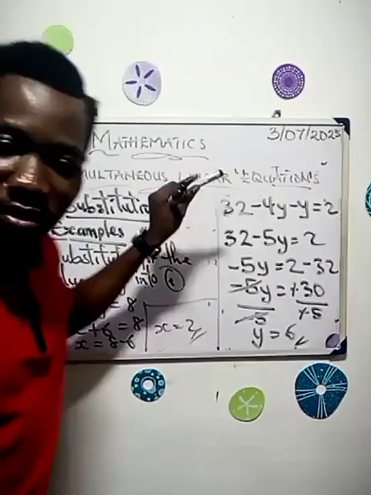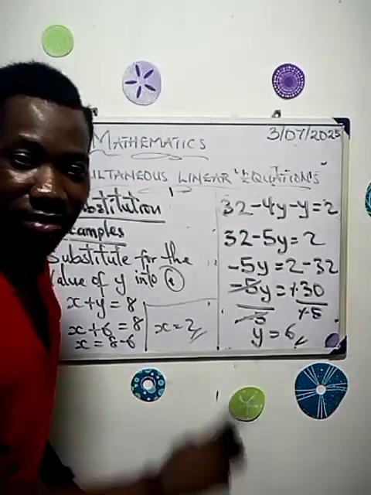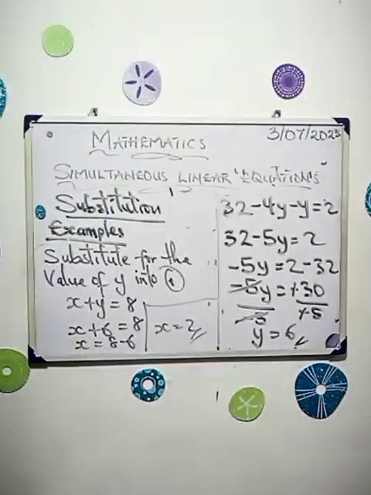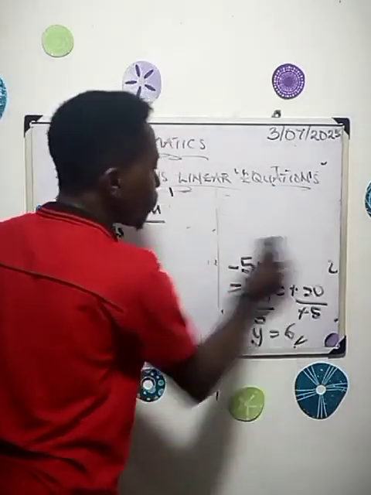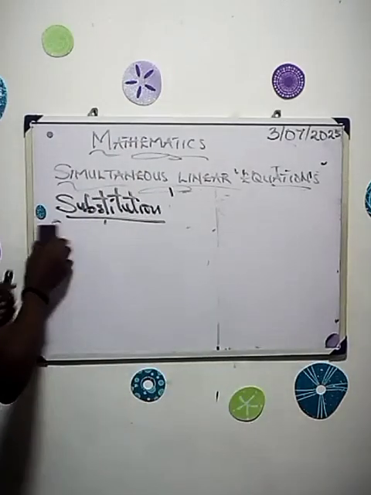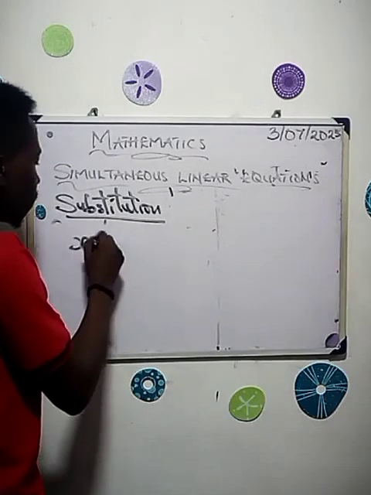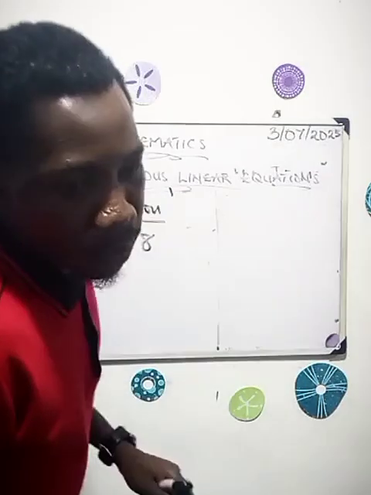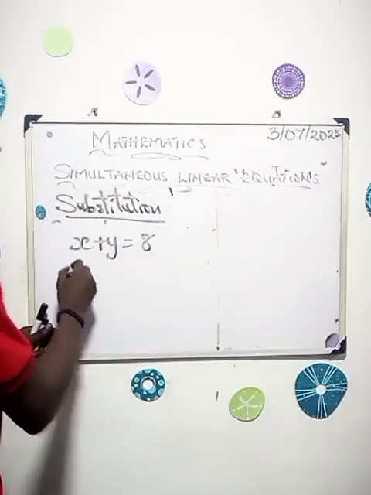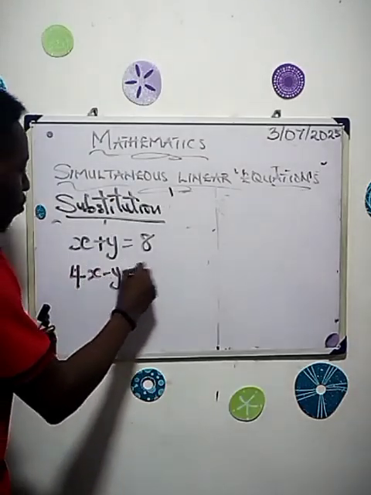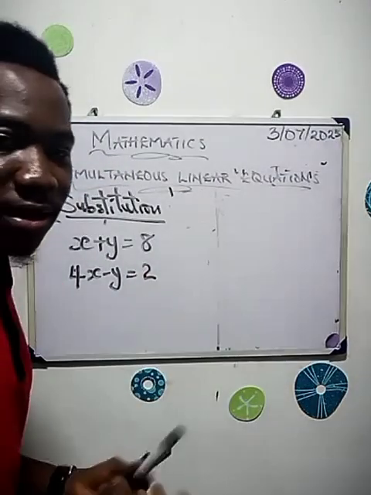Now, let's try using the same equations. Let's try the elimination method. Let's see if we are going to get the same answer, 2 and 6. Let's see if we are going to get the same answer, this time with the elimination method. So equation 1 says x plus y equals 8. And equation 2 says 4x minus y equals 2.